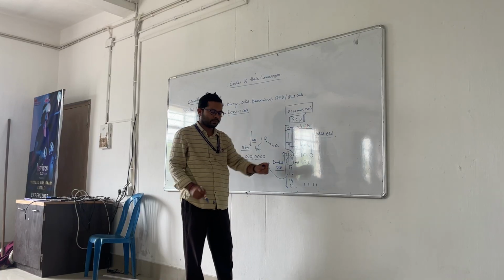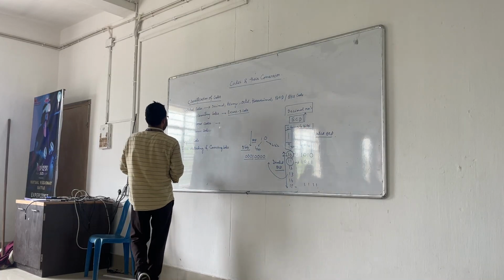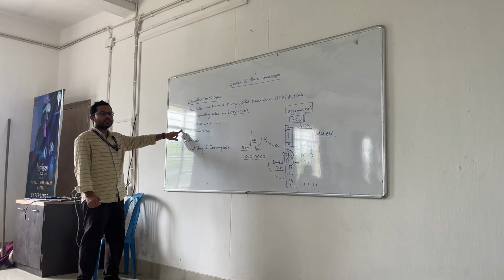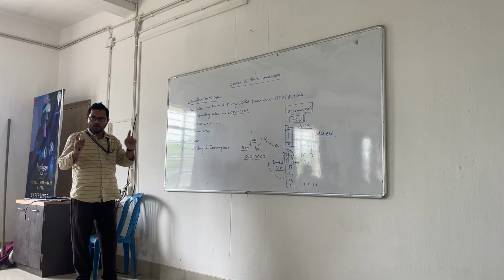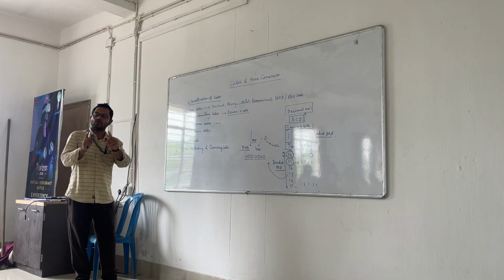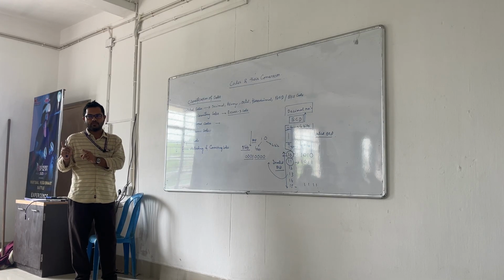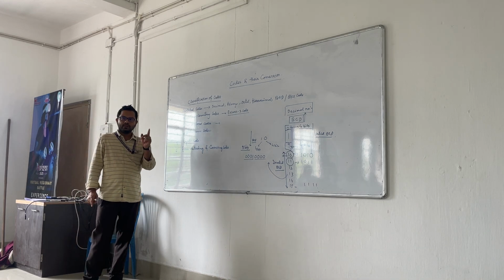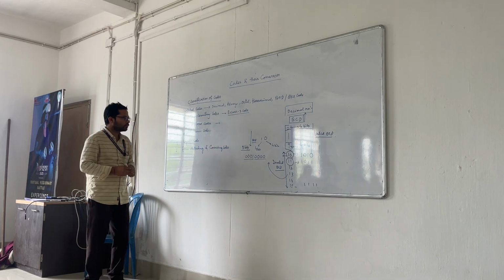Now coming to next, that is the unit distance code. Unit distance code means what? Codes which are unit distance between two consecutive representations. For example, gray code.